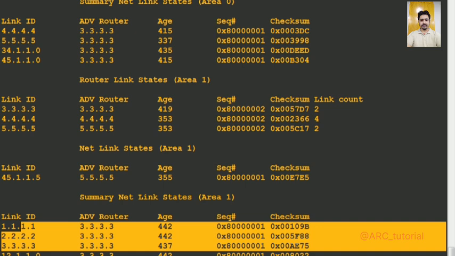Now you must remember the path selection process of OSPF. Path selection procedure of OSPF: first of all intra area, then inter area. Intra area will always be preferred over inter area. Are you getting my point or not? Intra area will always be preferred over inter area.